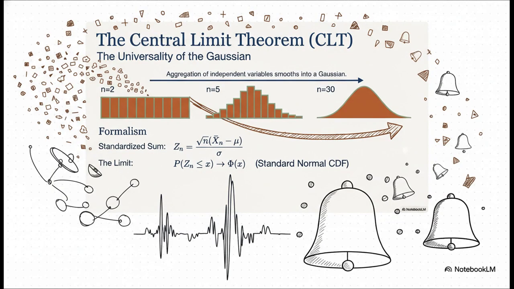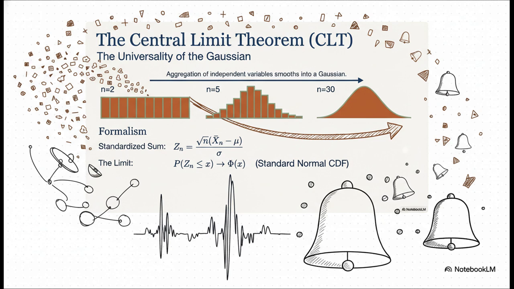And now for what is frankly one of the most powerful and, honestly, beautiful results in all of statistics, the Central Limit Theorem. It basically says that if you take enough independent random things and add them up, the distribution of their sum will always, always, always tend toward that classic Gaussian bell curve.